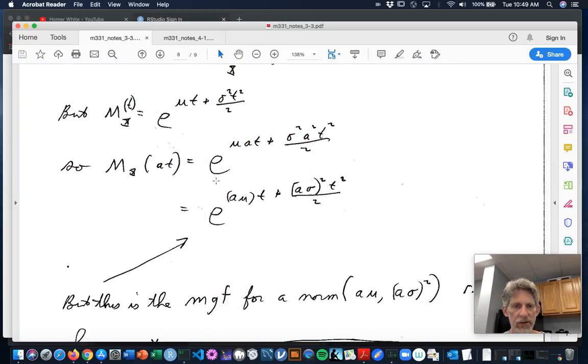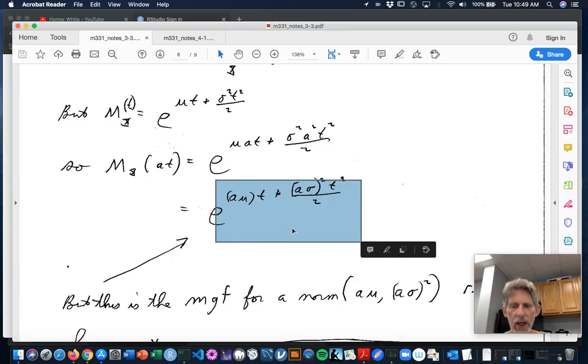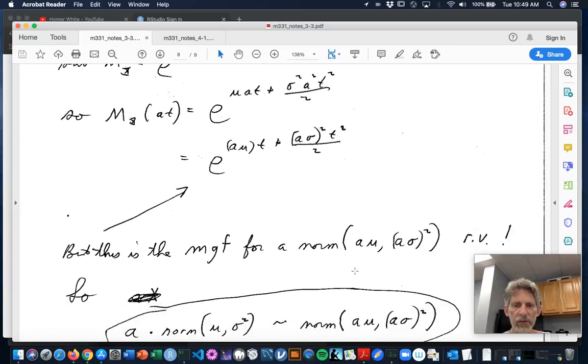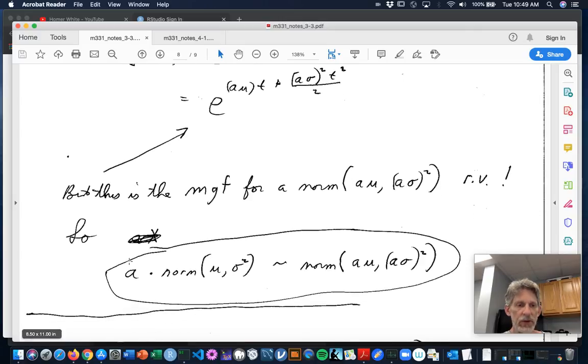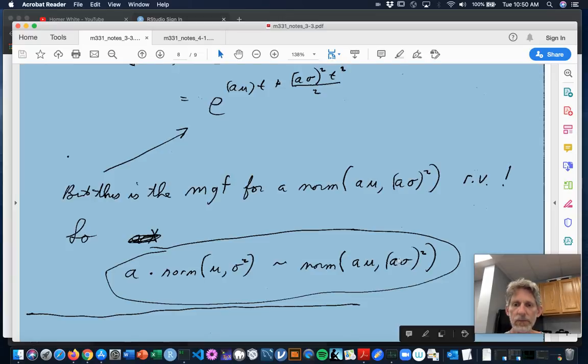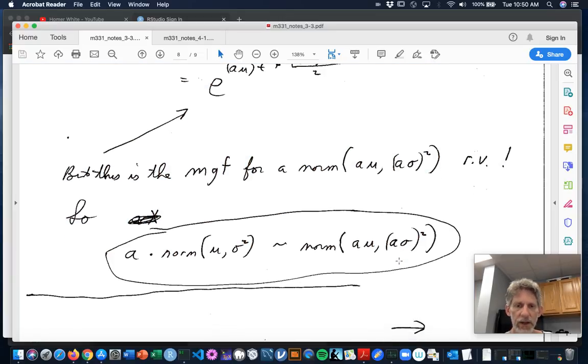And then I stare at this, and I realize, hey, that's exactly the moment generating function for a normal random variable, where instead of a mu, you've got an a mu, and instead of a sigma squared, you've got an a squared sigma squared. So what we've just learned is that a constant a times a normal random variable is also normal, and the mean is a times what it was before, and the variance is a squared times what it was before. Kind of neat.